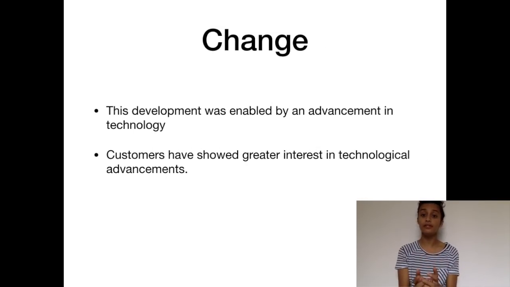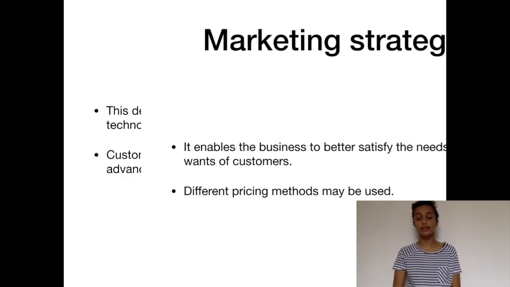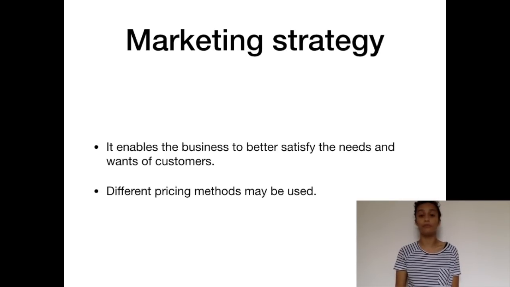So first off, we can obviously link this to change, because there is an improvement in technology, and this is what led to the possibility of this development. And there's also a greater interest in technology by the customers. So it's very important that the business adapts its strategy to market changes and the demand. Okay, so change. Another thing we could link it to is obviously marketing strategy, because it's a brilliant marketing strategy.